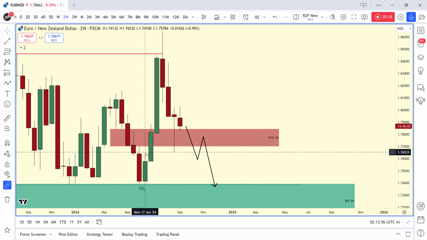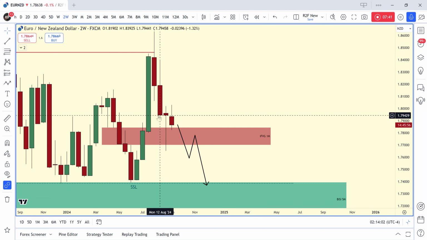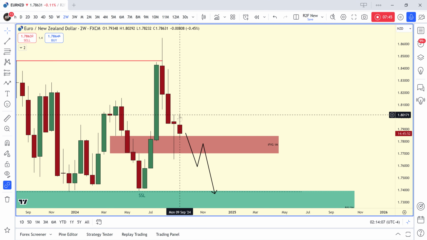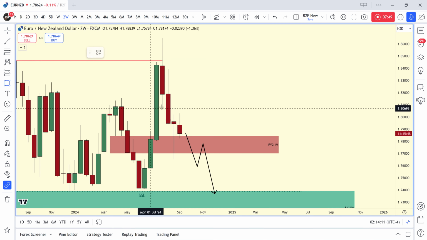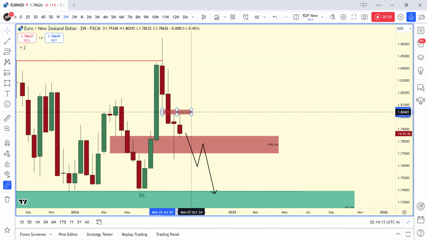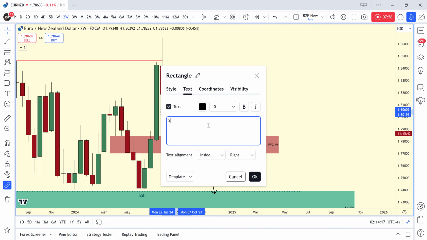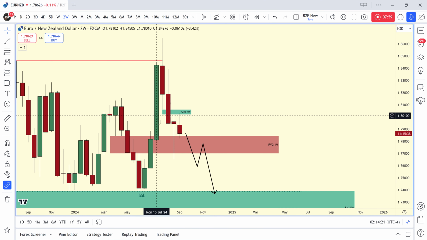Okay, likewise, there's also a 2-week gap that can be treated as an inversion gap. See this gap here? It came into this gap. Now it looks like it's going down. Okay, so let's highlight this. Going down the time frames, relevant PD arrays. Okay, created that.